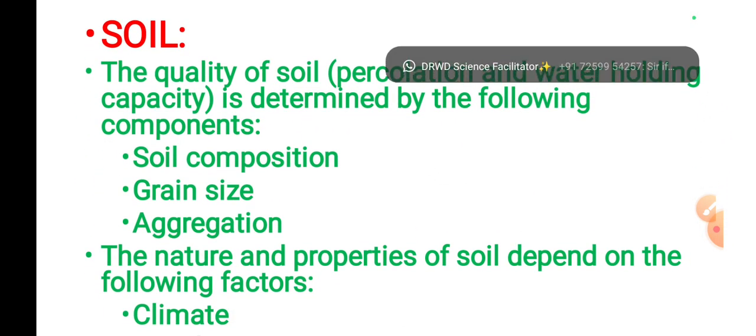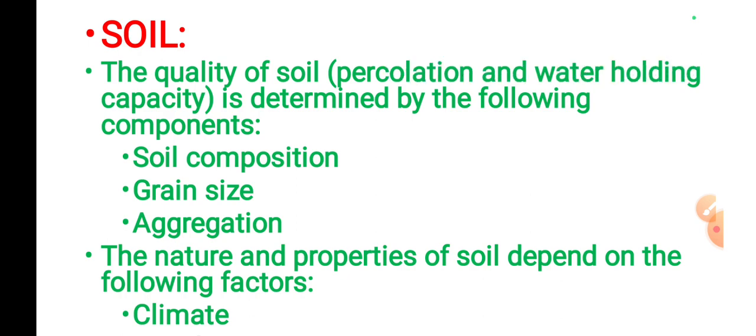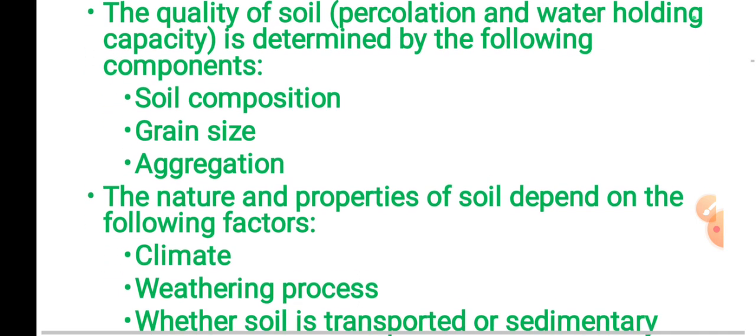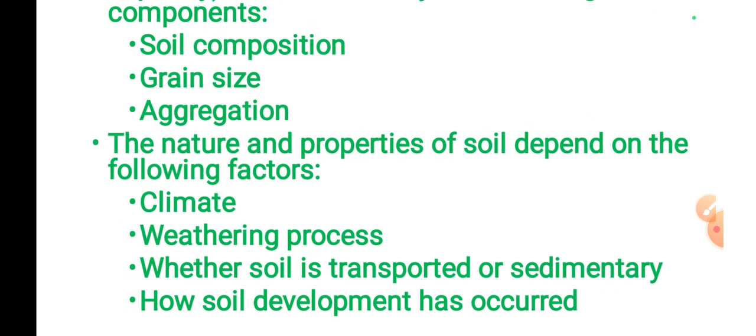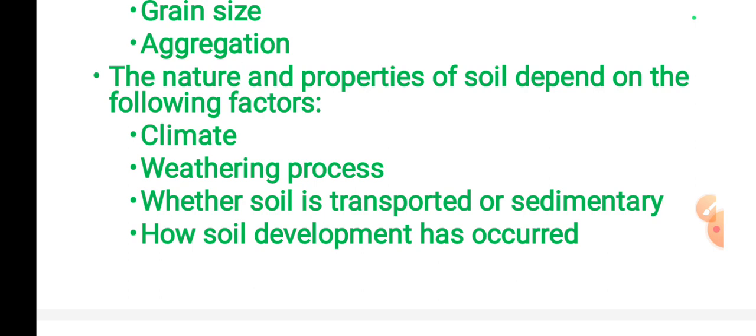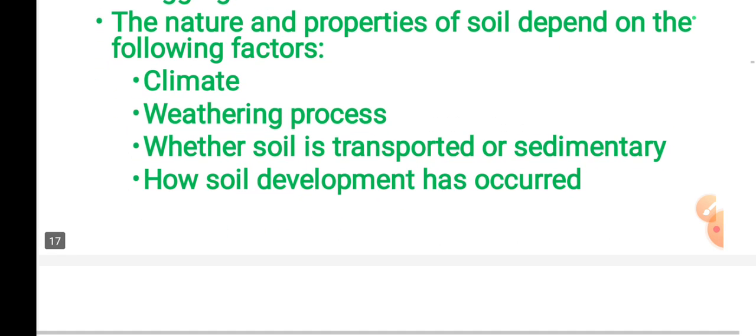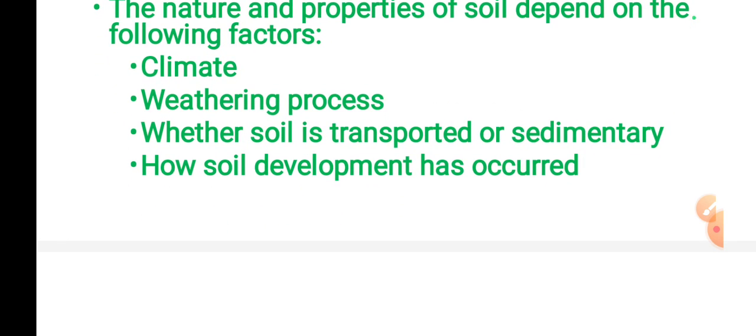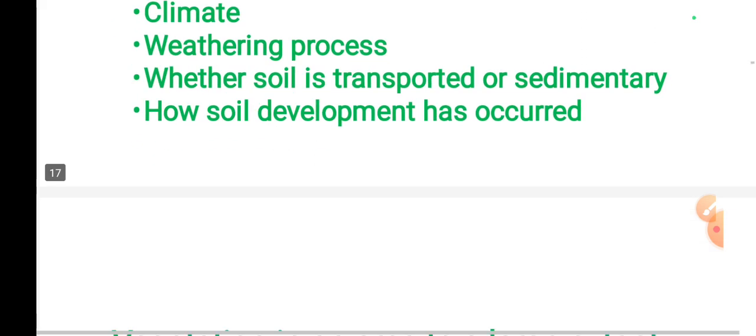Okay, next, soil. Soil is also an influencing factor on ecosystem. The quality of soil, percolation and water holding capacity is determined by the following components: soil composition, grain size, aggregation. The nature and properties of soil depend on the following factors: climate, weathering process, whether soil is transported or sedimentary, how soil development has occurred.